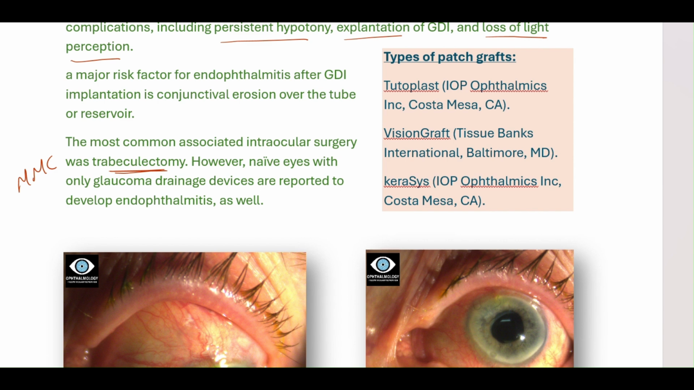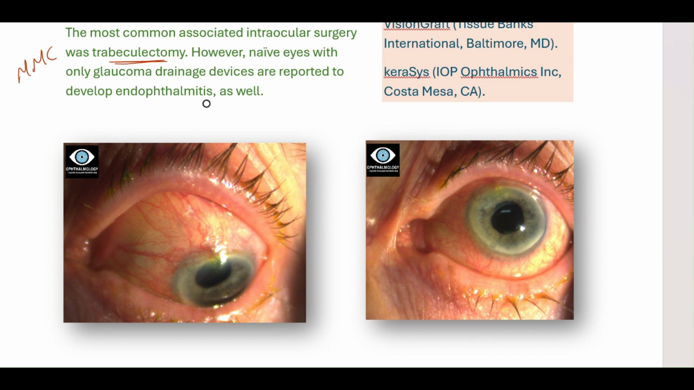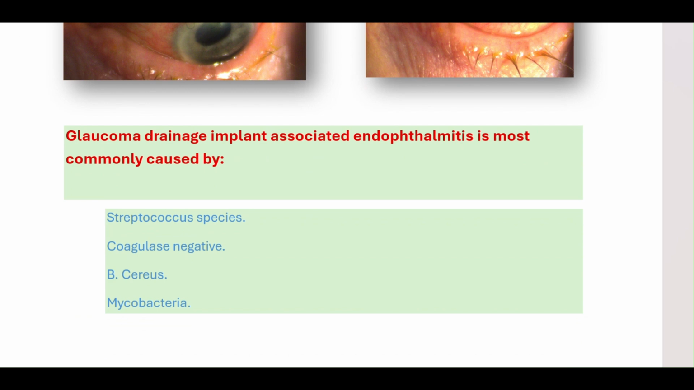However, naive eyes with only glaucoma drainage devices, who didn't have any other intraocular surgery, either cataract, or any other glaucoma filtration surgery previously, they still acquired endophthalmitis. Endophthalmitis in these patients is usually of delayed nature, so it doesn't happen within the first 28 days. And this takes us to our question.